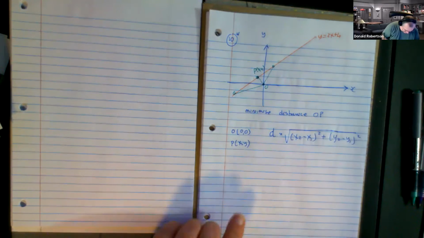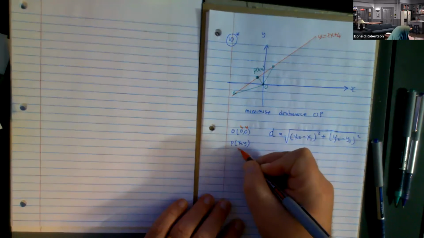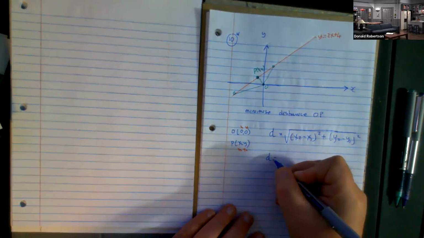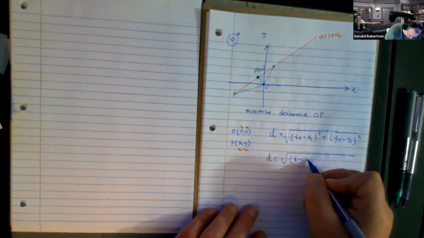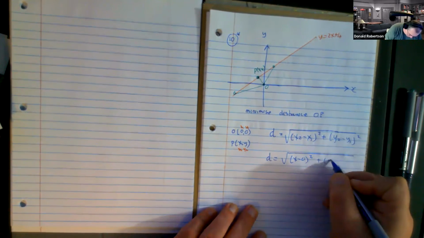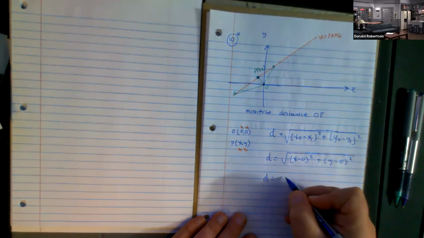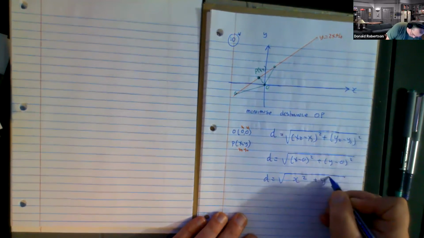I'm running short of colours here. We'll call that guy x1, y1. You could call that guy x2, y2. But essentially, you've got d equals the square root of the difference in the x coordinates squared plus the difference in the y coordinates squared, which in this case just becomes x squared plus y squared.